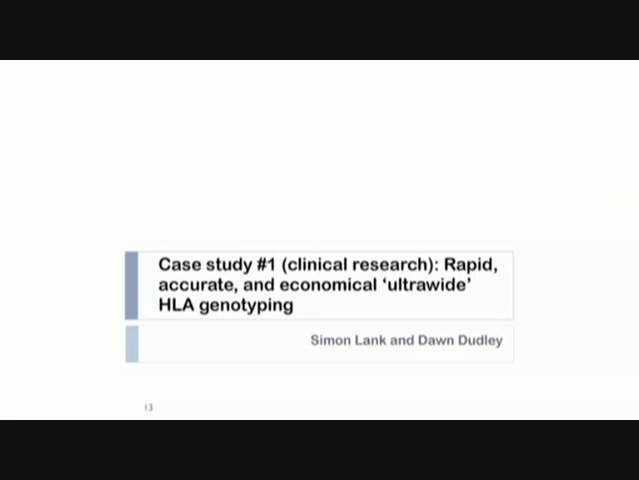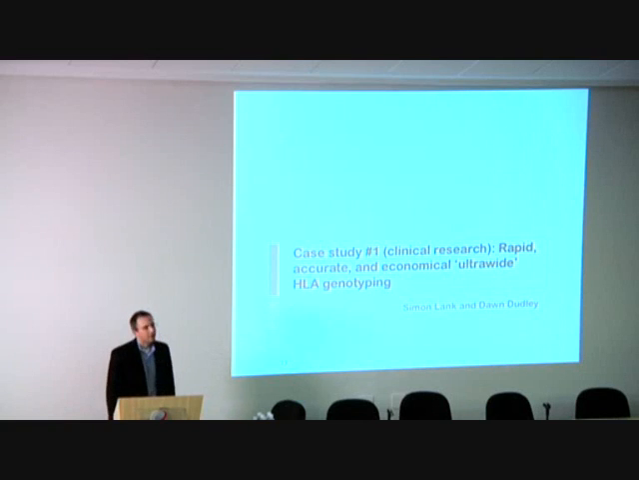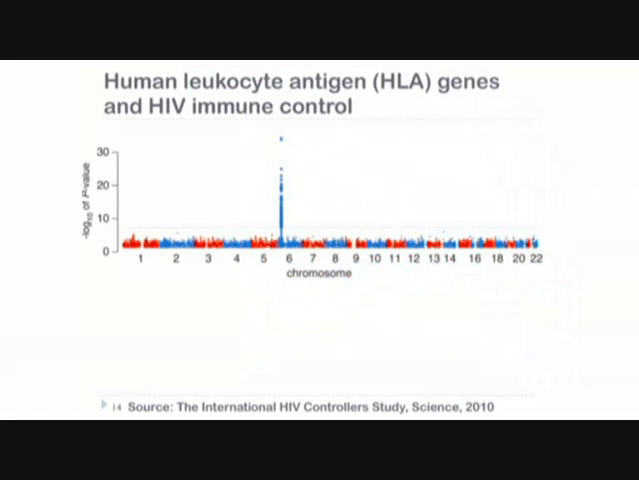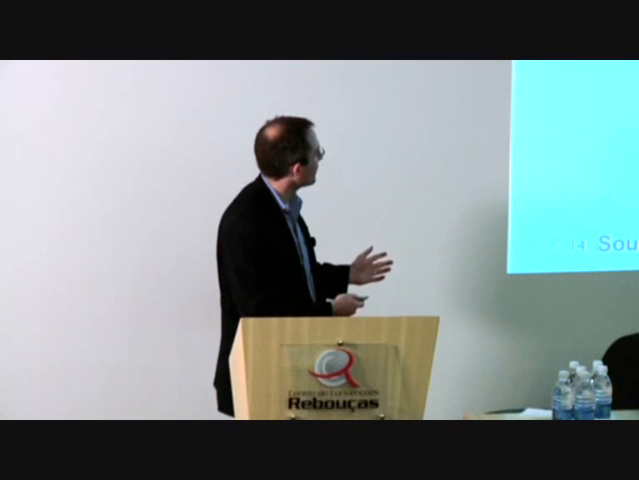And so now I'd like to go into the case studies. The first one I'm going to talk about is the use of this technology for rapid, accurate, and economical human leukocyte antigen genotyping. I'm going to show this slide because Danny was talking about how much he liked it during the coffee break, and I agree with him. I think this is a great slide that really shows, in individuals who are HIV controllers, the importance of the HLA region in determining one's ability to spontaneously control viral replication.